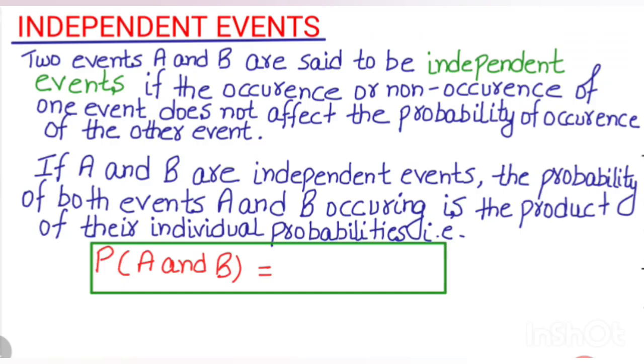Now, next is independent events. Two events A and B are said to be independent if the occurrence or non-occurrence of either event does not affect the probability of occurrence of the other event. So if A and B are two independent events, the probability of both events A and B occurring is the product of their individual probabilities. That is, probability of A multiplied by probability of B.